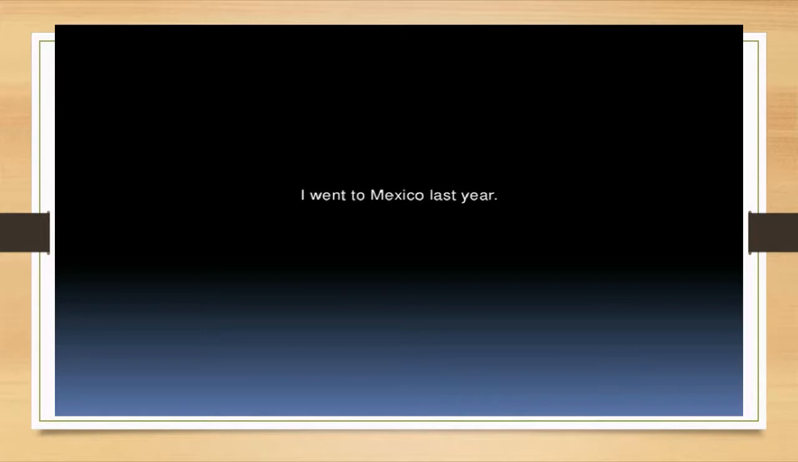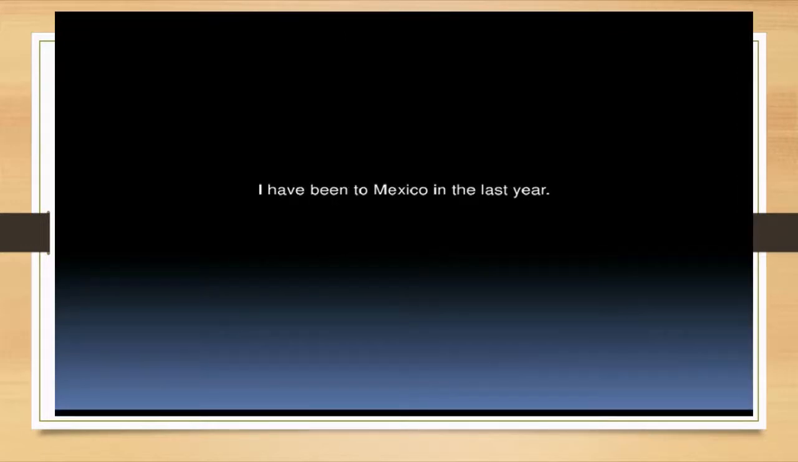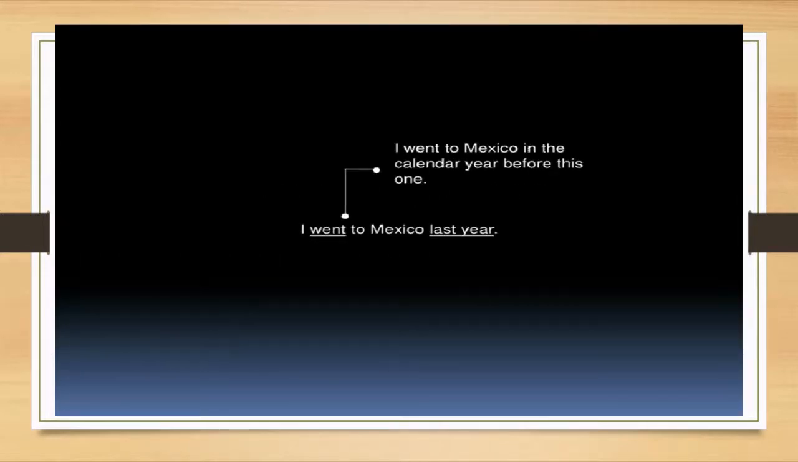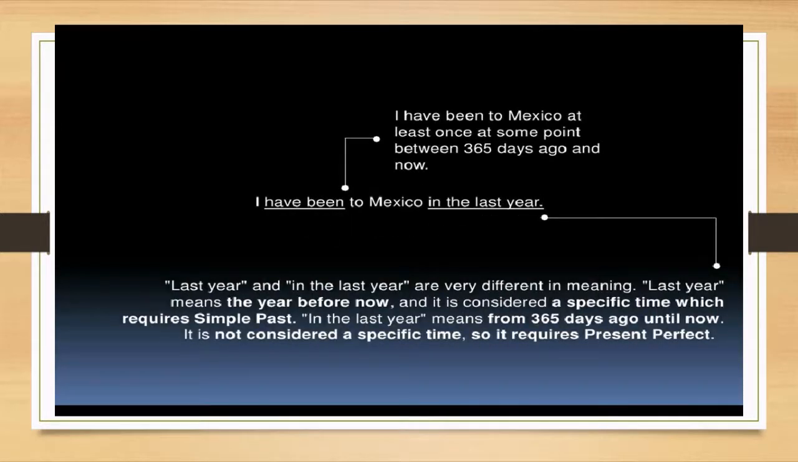I went to Mexico last year. But here it is went, not present perfect. Okay, go, went, gone. I have gone, but I have given sentences here. I went to Mexico last year. I have been to Mexico in the last year. I went to Mexico in the calendar year before this one. I went to Mexico last year. Okay, so I will talk about everything. Here I have given, I have been to Mexico at least once at some point between 365 days ago and now. Okay? Have been, has been to Mexico in the last year.